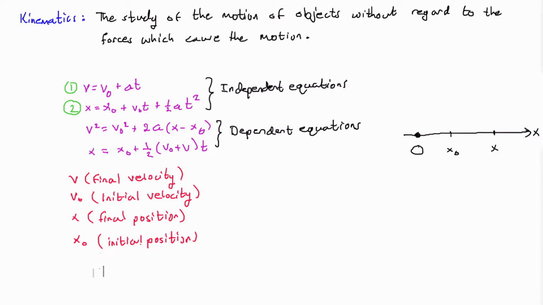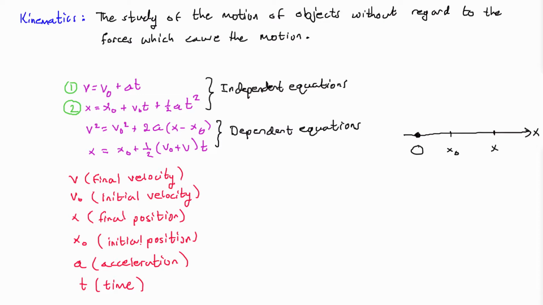Okay. Now, what are we missing? What's A? A is acceleration. Acceleration. And then what's t? T is time. Okay, so that's time. Okay, so now we have all of the variables, right? We know what they represent.